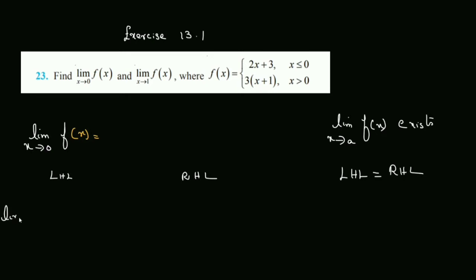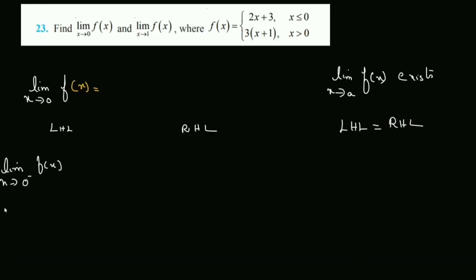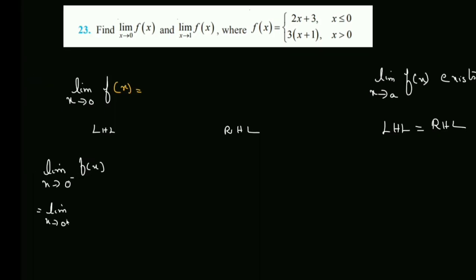So limit x tends to 0, for the left hand limit you write 0 minus. 0 minus means left of 0, of f of x. So it is equal to the limit as x tends to 0 minus. For x less than 0, the function is 2x plus 3, right? Can you see that? So you should write here 2x plus 3.